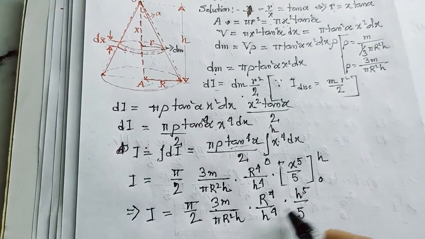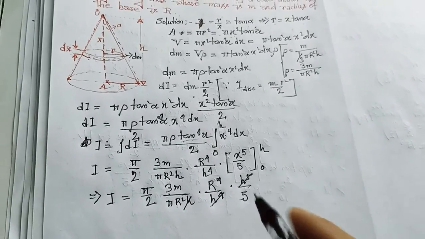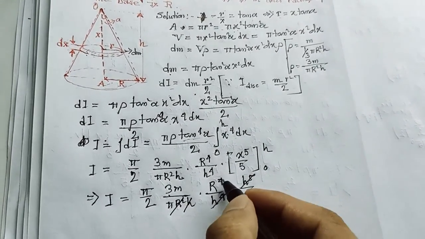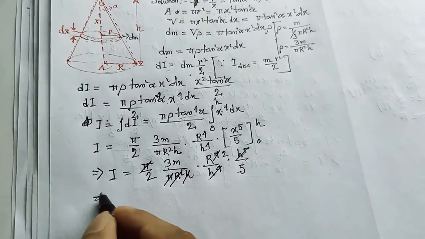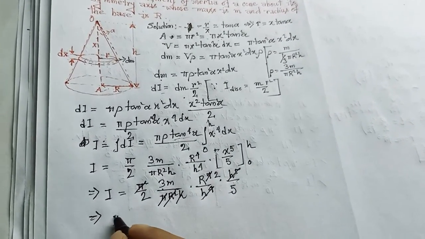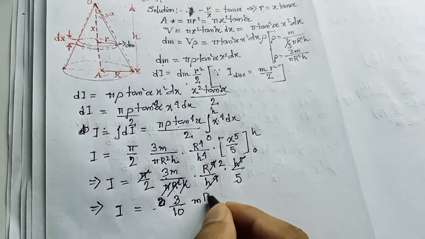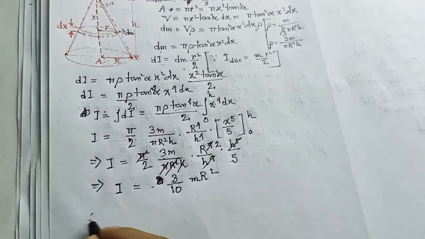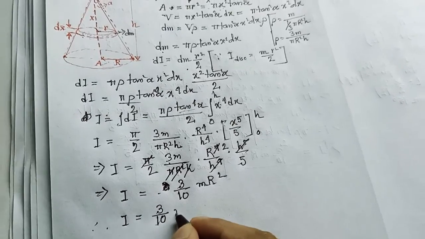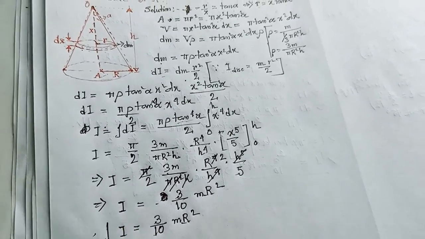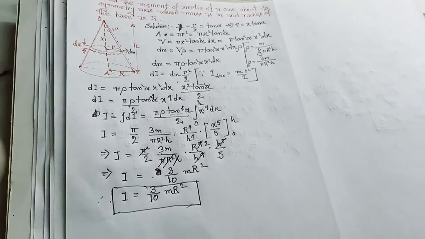Now if we cancel the terms, here is h and there is h to the power 4, so ultimately we can cancel the h to the power 5, and there is R square and there is R to the power 4, and there is pi, and this pi will cancel each other. So the moment of inertia of the cone about the axis of symmetry will be 3 divided by 10 m R square. So the moment of inertia of a cone about its axis of symmetry will be 3 divided by 10 m R square. So this is the required moment of inertia for a cone about its axis of symmetry.